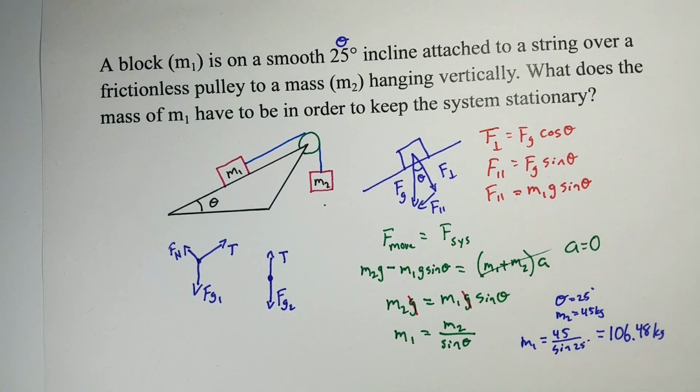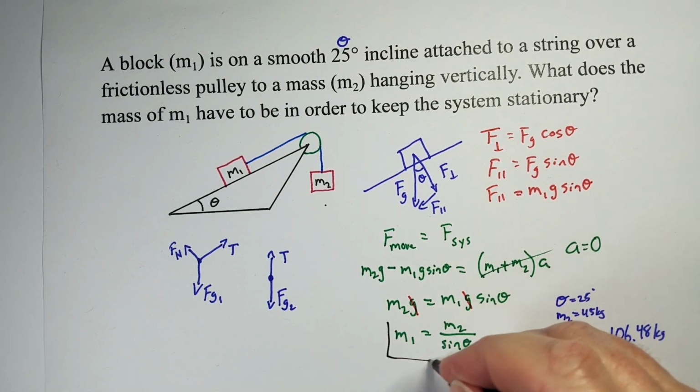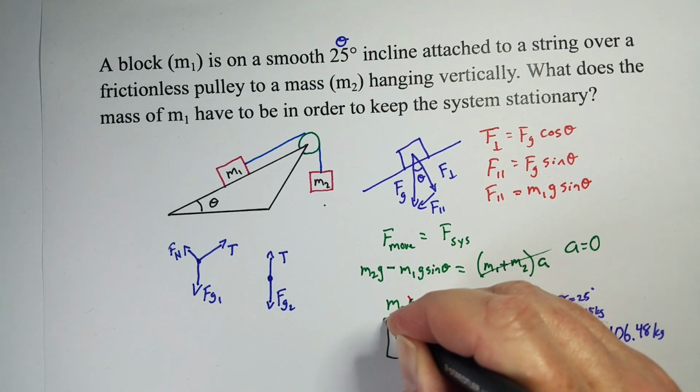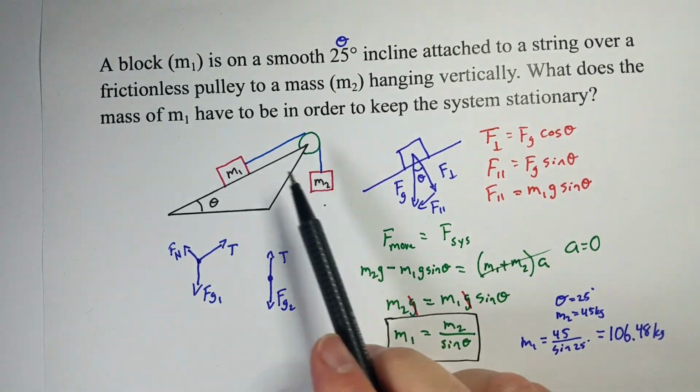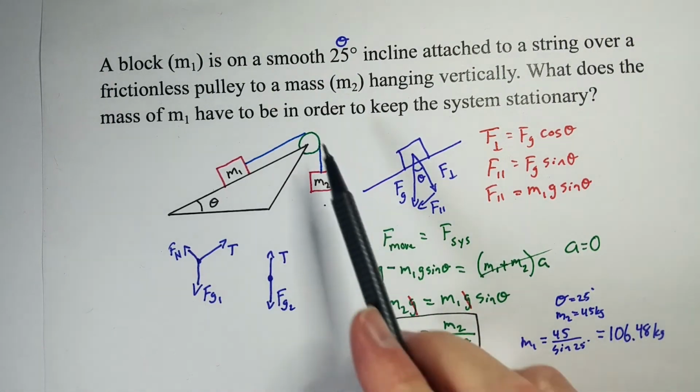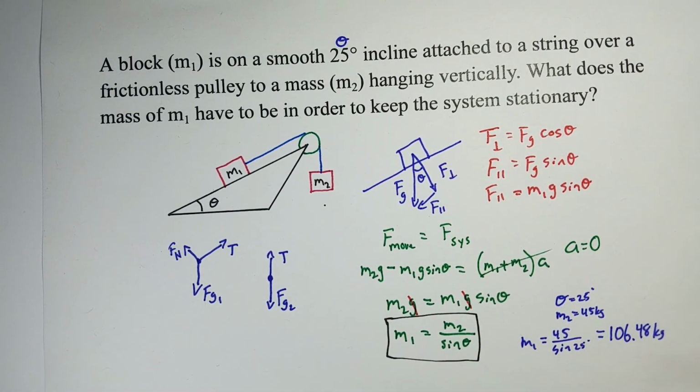So for this type of situation, our generic equation would be that one right there. If there's no friction, how do these two blocks' masses have to relate to each other in order for the system not to accelerate?